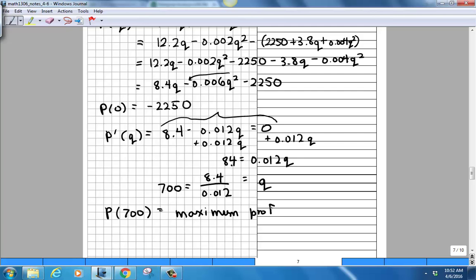So I'm not going to do that calculation because we weren't asked for that in the homework, but that's how you actually determine the maximum profit. Just take the 700 and plug it not into the marginal profit, but back into the original profit formula, which is right there, and you can calculate what the maximum profit actually is, okay, for this particular item.